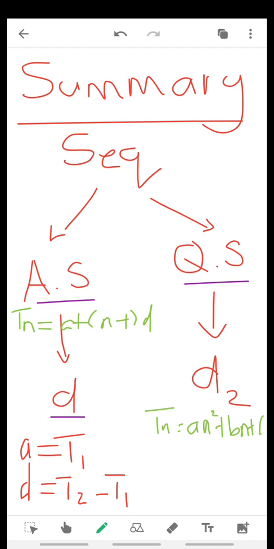Also, under arithmetic sequences, your A and T1 mean one and the same thing. And how do we find D? We find D by saying T2 minus T1, or T3 minus T2, or T4 minus T3, etc. With quadratic sequence, we have what we call the second difference. Very important. And then the nth term of a quadratic sequence is given by Tn equals an squared plus bn plus c. This is very, very important.